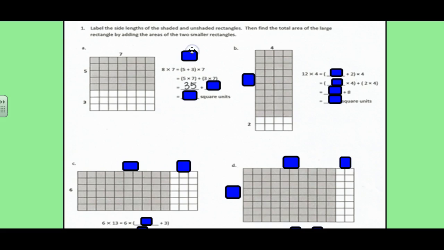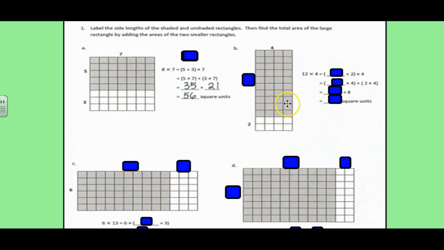So we know 5 times 7 is 35, and we know that 3 times 7 is 21, and whenever you added 35 and 21 together, you should have gotten 56. So the total area of this rectangle was 56 square units.